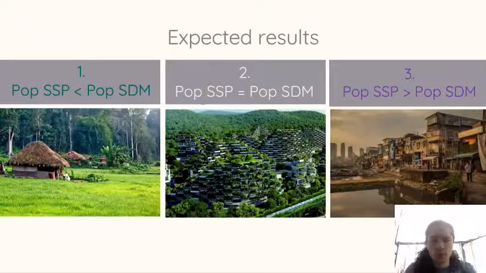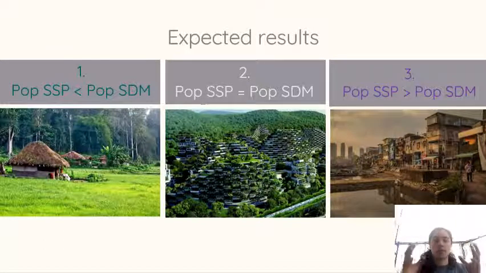So to make it a bit more tangible, the results I actually expect is one of three. Either in a certain area the social model predicts less people than the environmental model, which means that the environment is able to sustain more people. They are equal, the social model and environmental model, which means that exactly the optimal amount of people from both an environmental and social perspective are living in a certain area. And then a third alternative where the social model predicts there are more people living there than the environmental model predicts, which implies that the amount of people living there is unsustainable.